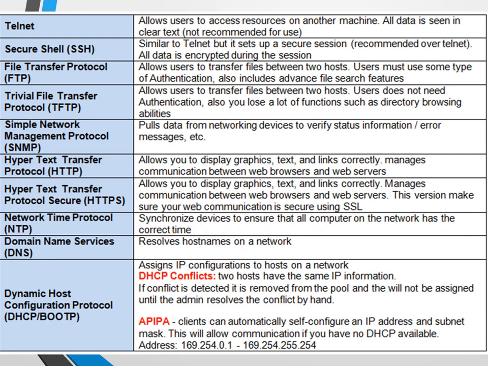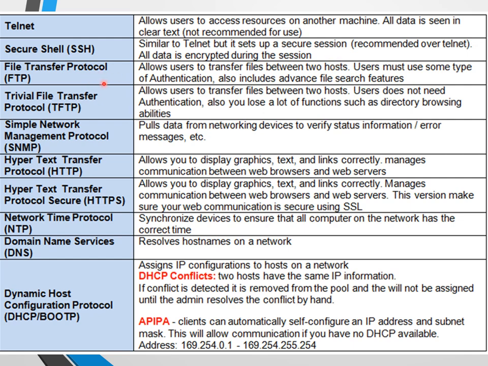Students, here are some more examples in which you can see what the Telnet protocol does. It allows users to access resources on another machine. All data is seen in clear text, so it is not recommended for use. Secure Shell, SSH, is similar to Telnet, but it sets up a secure session and is recommended over Telnet, so all data is encrypted during the session.